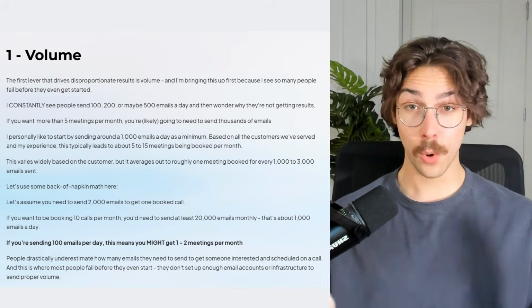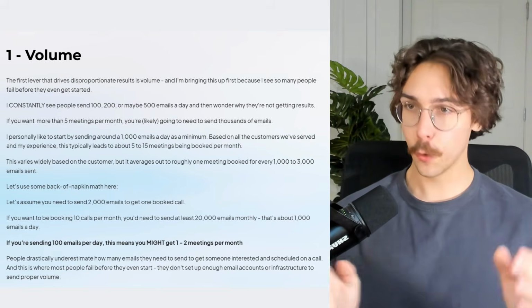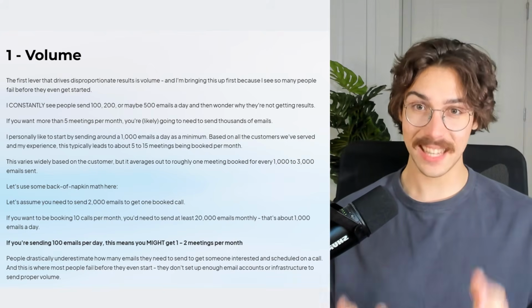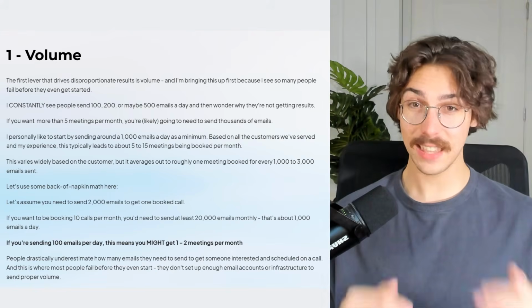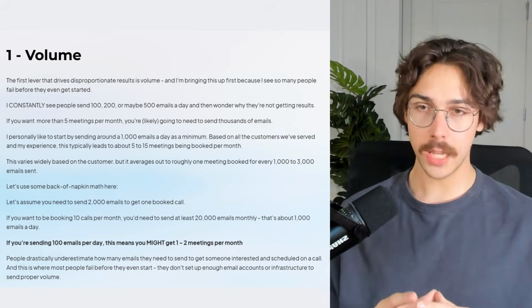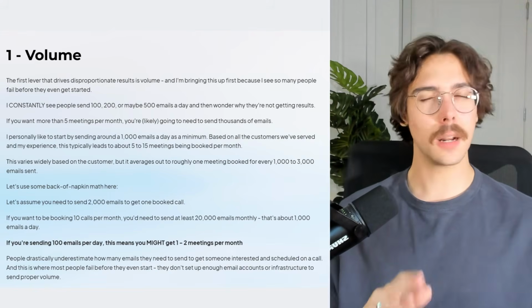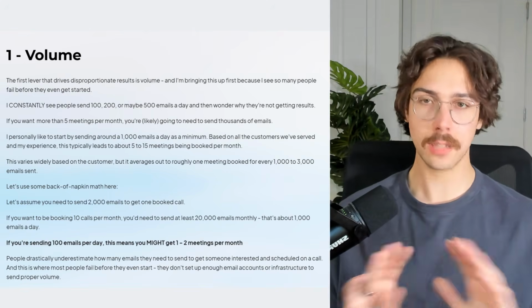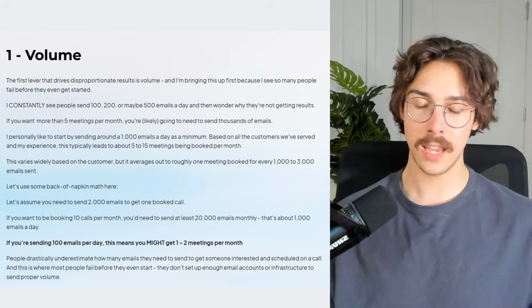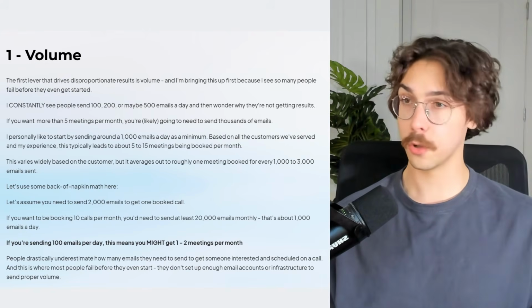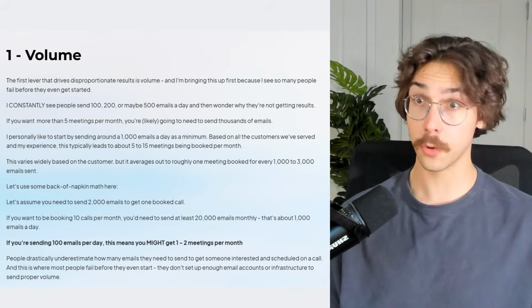If you want to be getting more than like 5 meetings per month, you're very likely going to need to send thousands of emails per day. I personally like to start by sending 1,000 a day. That's like baseline dipping your toe into cold email. Anything less than that, I'm not going to say it's not worth doing because there is some nuance. We're working with a customer who is sending 500 emails a day because they validated cold email before and they're crushing it. They get like 20 sales calls per month or more from that.